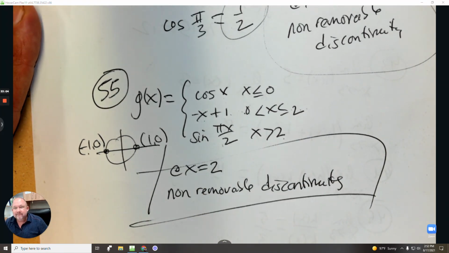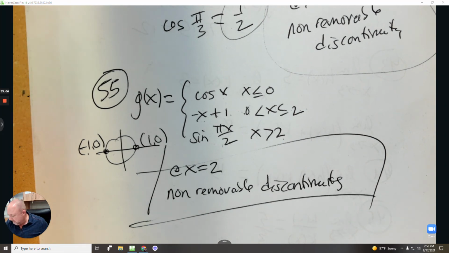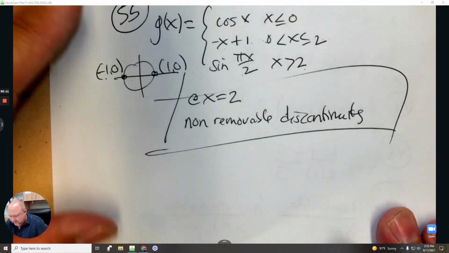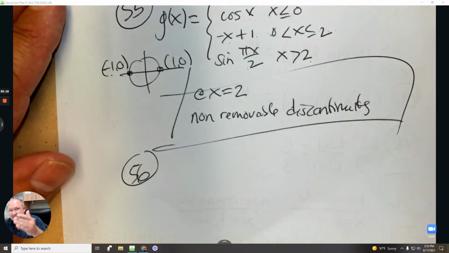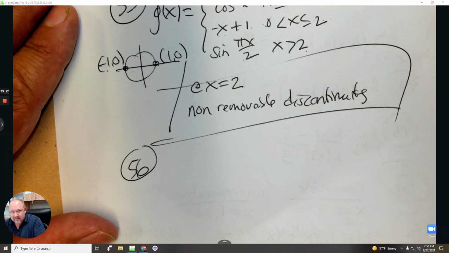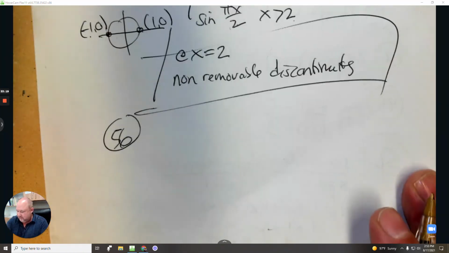What? We're done our assignment. No, we're not. Why am I saying that? 56 and 57. Then we're done. I get all excited because I really want these to be done in less than an hour. So I look at the time and go, did I get it done in less than an hour?